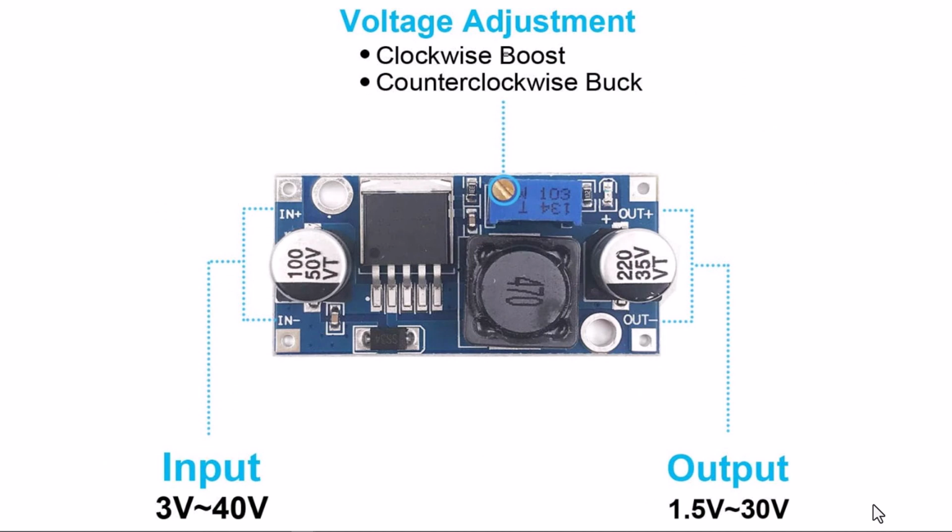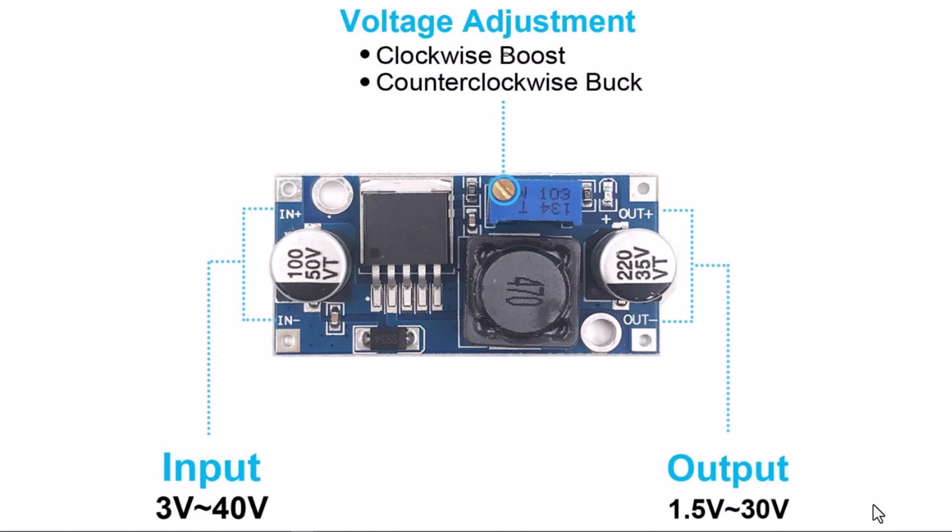Okay, so let's look at the inexpensive one, the $1.50 one. The documentation online shows that brass screw, it shows clockwise boost, counterclockwise buck. Well, there is no boost. If you put in 10 volts, the output's going to be 1.5 to roughly 10 volts. You can't get any more out than what you put in. This does not increase the voltage higher than the input.